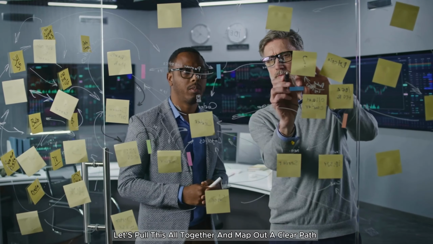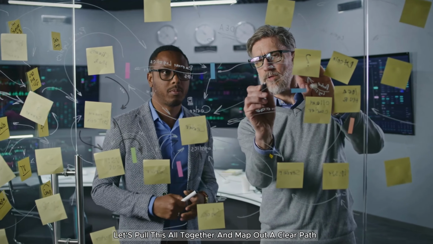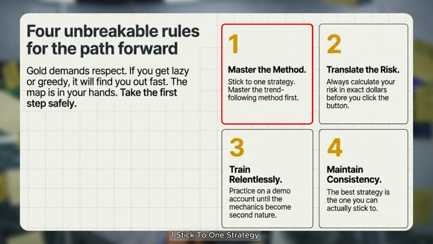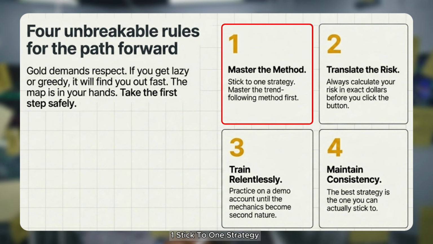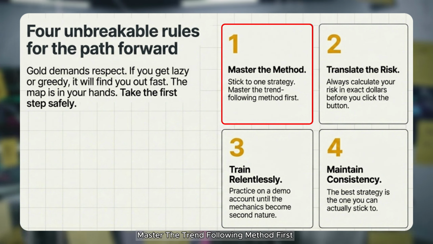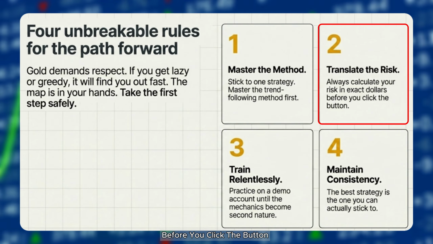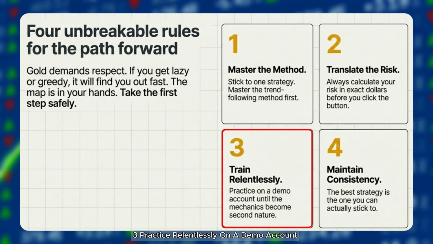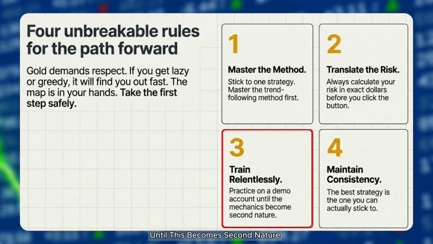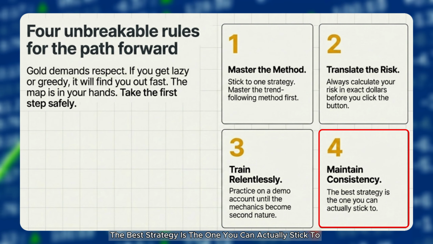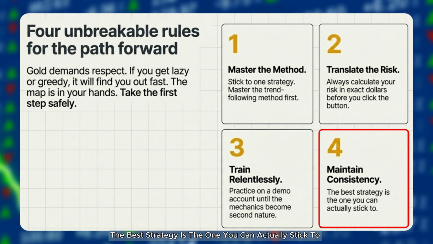Okay, let's pull this all together and map out a clear path. Here is your path forward. 4 simple rules. 1. Stick to one strategy. Master the trend-following method first. 2. Always calculate your risk in dollars before you click the button. 3. Practice relentlessly on a demo account until this becomes second nature. And finally, be consistent. The best strategy is the one you can actually stick to.